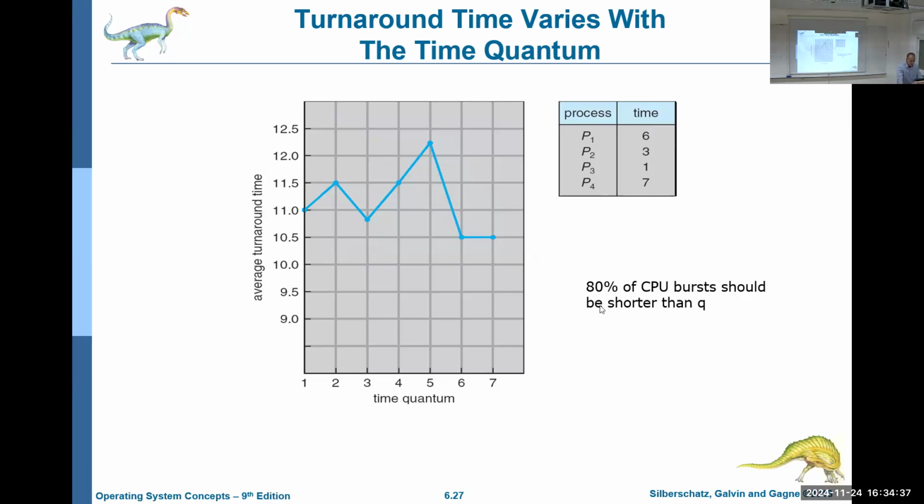You could calculate 80% of the CPU burst. Here's a rule of thumb: 80% of the CPU bursts should be shorter than the quantum. In other words, the quantum should be large enough that 80% of the jobs finish in one quantum. We don't have to break them when they get out of the queue. Once they get serviced, they're done. I don't mean they've terminated. I mean they're done, they went to IO.